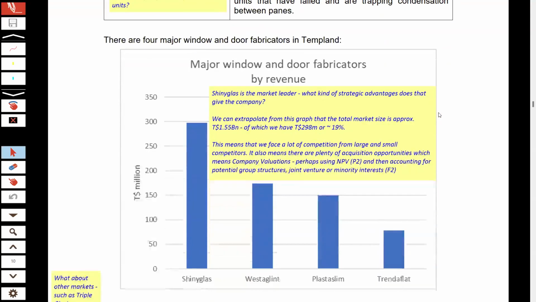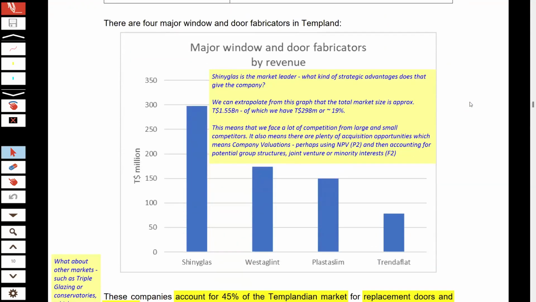Okay, now a little bit more about the industry in Templand. So there are 4 major window and door fabricators in Templand. Of course, we know Shinyglas is one. So we've also got Westerglint, Easter Slim, and Trenderflat. And we can see, and we already know, that Shinyglas is the major provider in Templand.